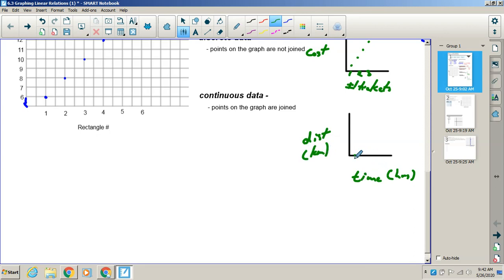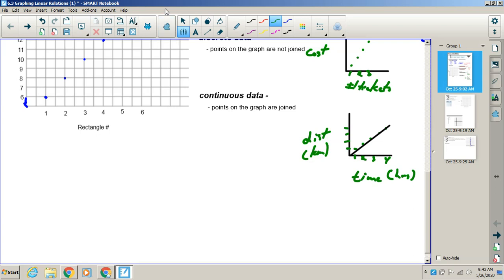Well, after 1 hour, 2 hours, 3 hours, 4 hours, I've traveled a certain distance. Let's say it's consistent. So I've traveled, and here's my graph. It's a straight line. I would join the points on this graph. And the reason I join them, I'll just join them with a line here. So we've got a straight line here, okay? I would join those points.